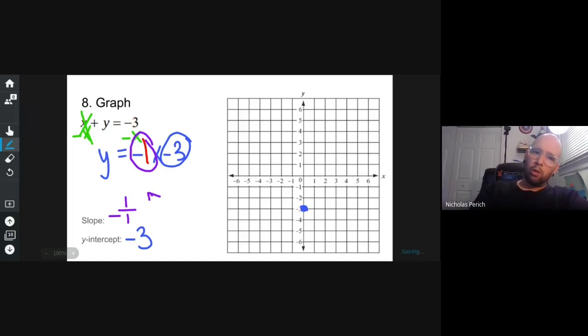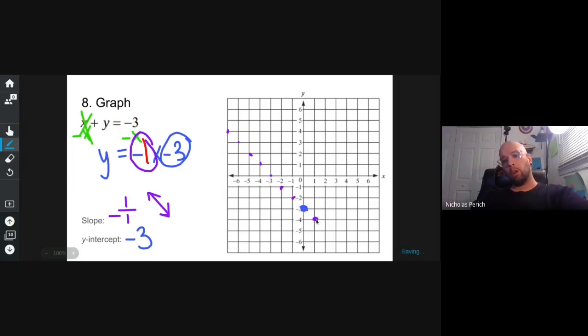Then I go to my slope, and I figure out, all right, well, my slope is negative again, which means up and to the left or down and to the right. My rise over run is 1 over 1. So I go up 1 over 1, put a dot. Up 1 over 1, put a dot. Up 1 over 1, put a dot.